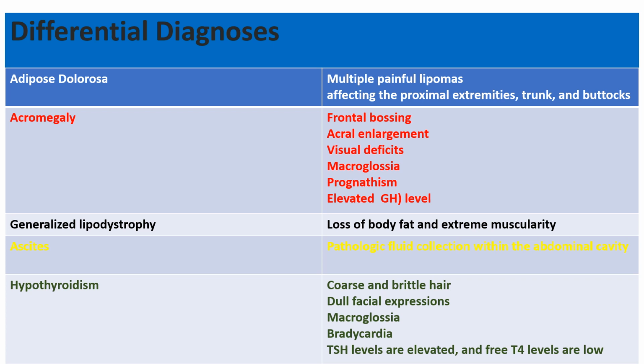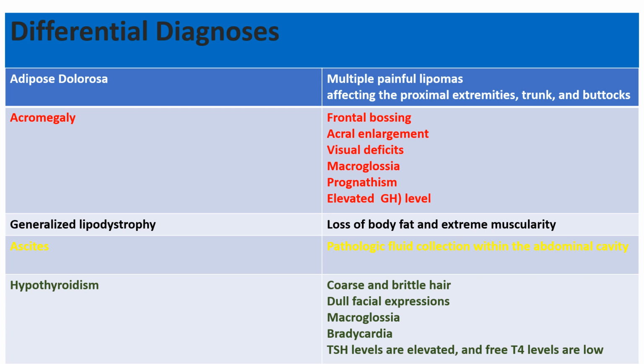Differential diagnosis of obesity. Obesity should be differentiated from several conditions like adiposis dolorosa, which is characterized by multiple painful lipomas affecting the proximal extremities, trunk, and buttocks. Acromegaly, which is characterized by frontal bossing, acral enlargement, visual defects, macroglossia, prognathism, and elevated growth hormone levels.